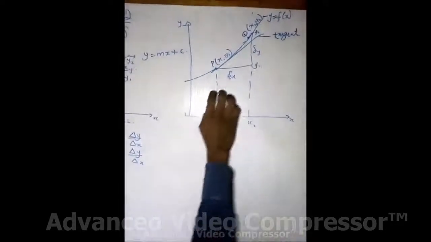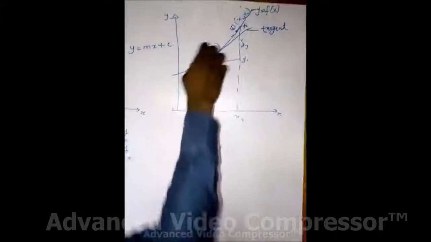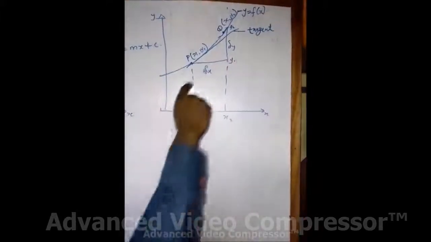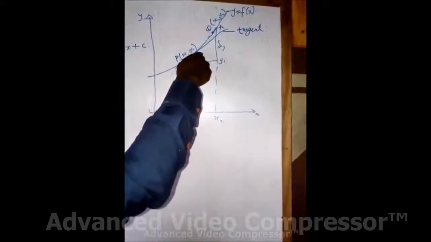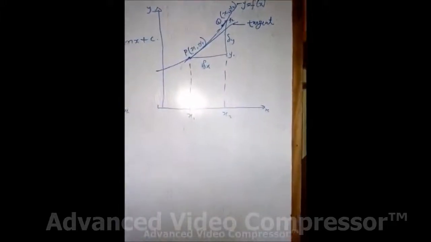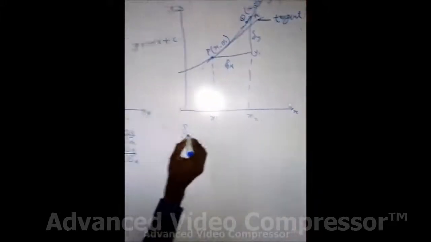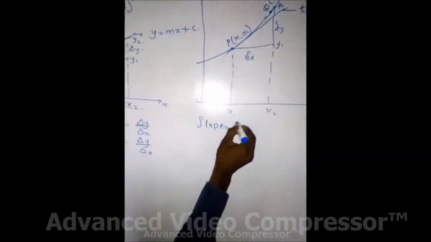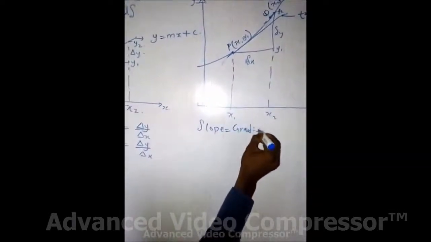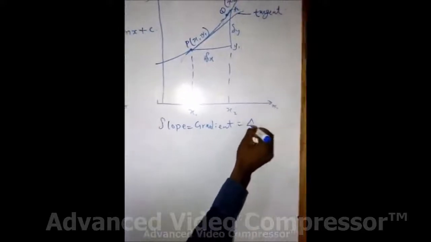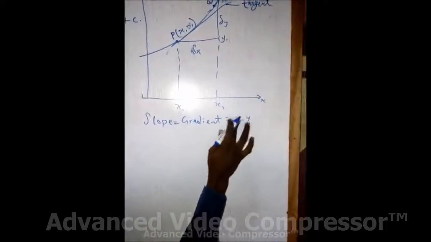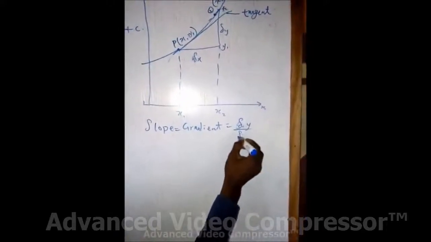So in that case, we can also represent the slope of this curve. The slope of this curve will be the slope at the point where the tangent touches the curve. That means our slope will also be equal to our gradient. And our gradient is change in y, according to the first representation we have here, you can just say change in y with respect to change in x.